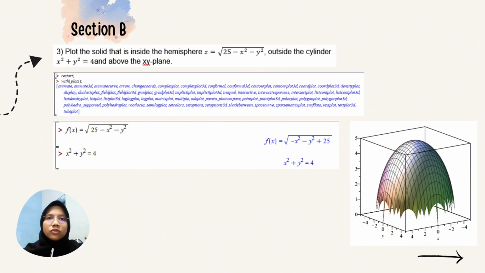And then next, we move to question 3 for section B, which is to plot the solid that is inside the hemisphere z equal to square root of 25 minus x squared minus y squared, outside the cylinder x squared plus y squared equal to 4, and above the xy plane. For the coding, we start with plots. After that, we define fx, which is square root of 25 minus x squared minus y squared, and then x squared plus y squared equal to 4. If we insert the 3D plots, we will get this shape.